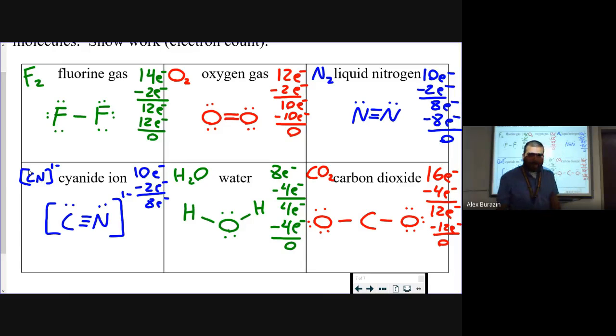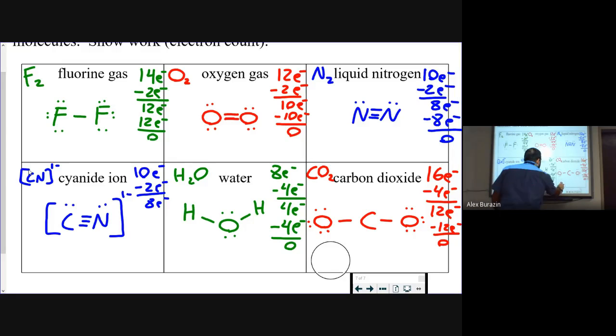Now, with the way it's drawn, is the octet rule satisfied for all 3 atoms? It's not. The oxygens are good. 3 lone pairs is 6. Another bond is 8. But the carbon is not good. Carbon currently only has 4 electrons. It also needs to satisfy the octet rule. So we've got to start shifting some lone pairs around.